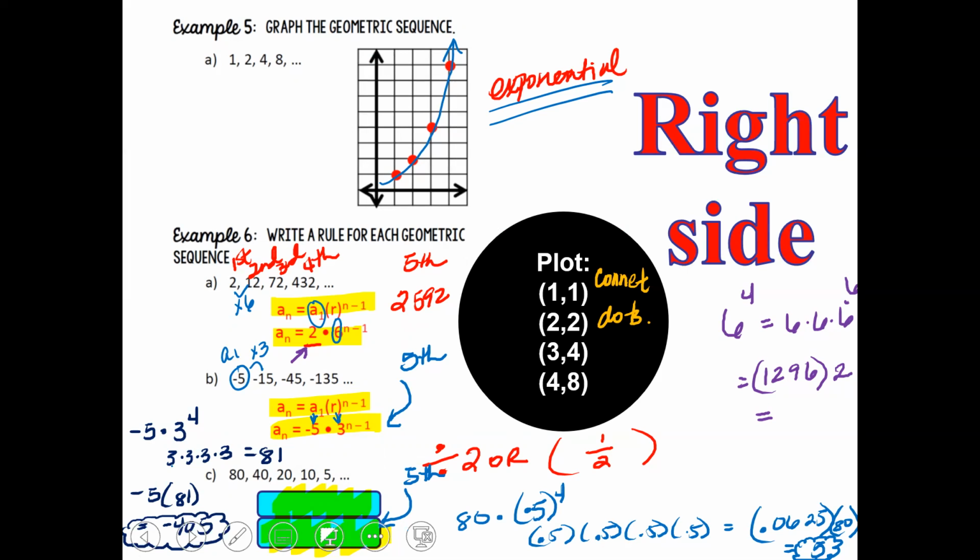Last one. Your first number is 81. And they're going to be dividing by 2. Or instead of a 2, it's a 1/2. So your A1 is 81. And your R is 1 over 2.